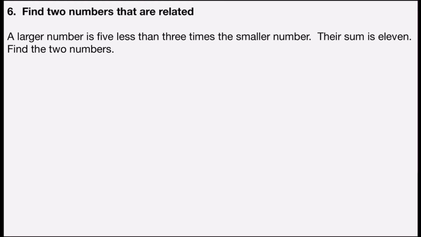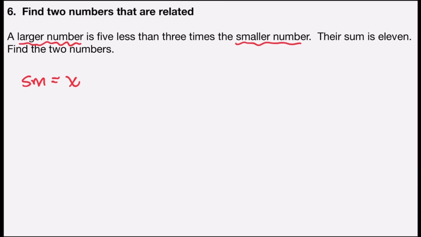So let's look at the first sentence. A larger number is 5 less than 3 times the smaller number. So I have two numbers that I'm looking for, and they are related to one another, a smaller number and a larger number. I'm going to call the smaller number x. That's usually the easy part. You're always going to define one of the unknowns as x.